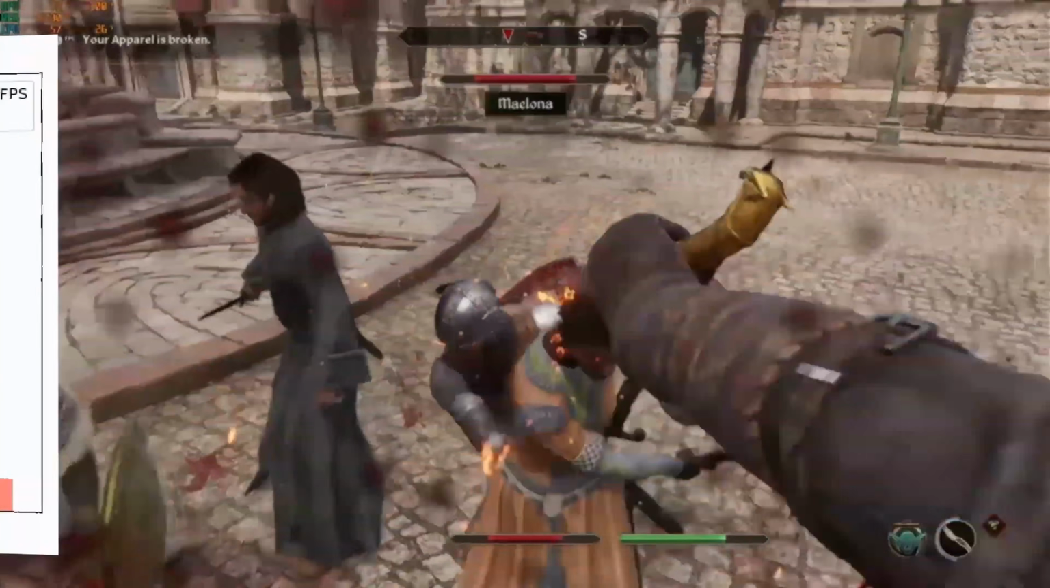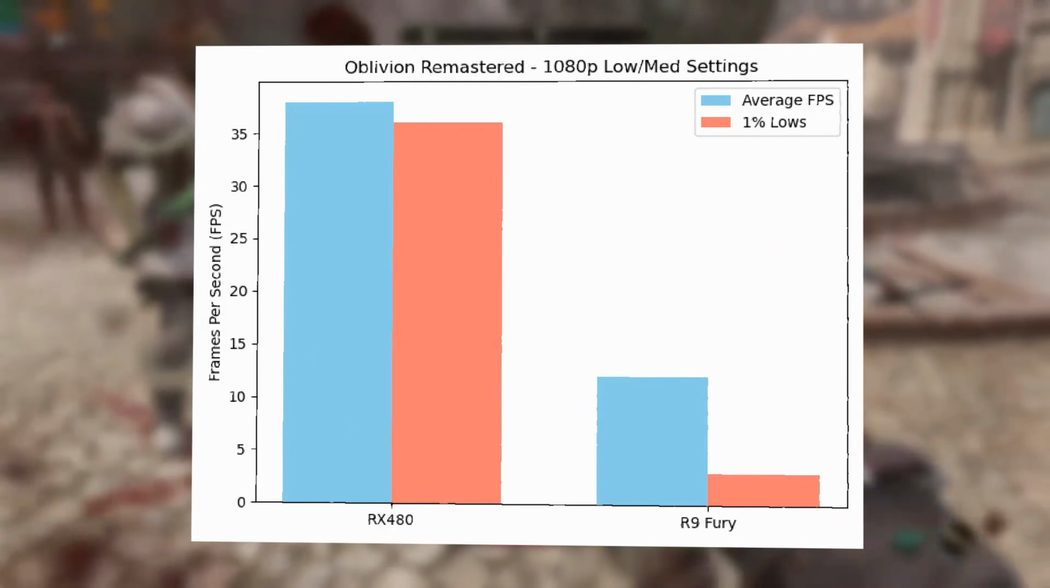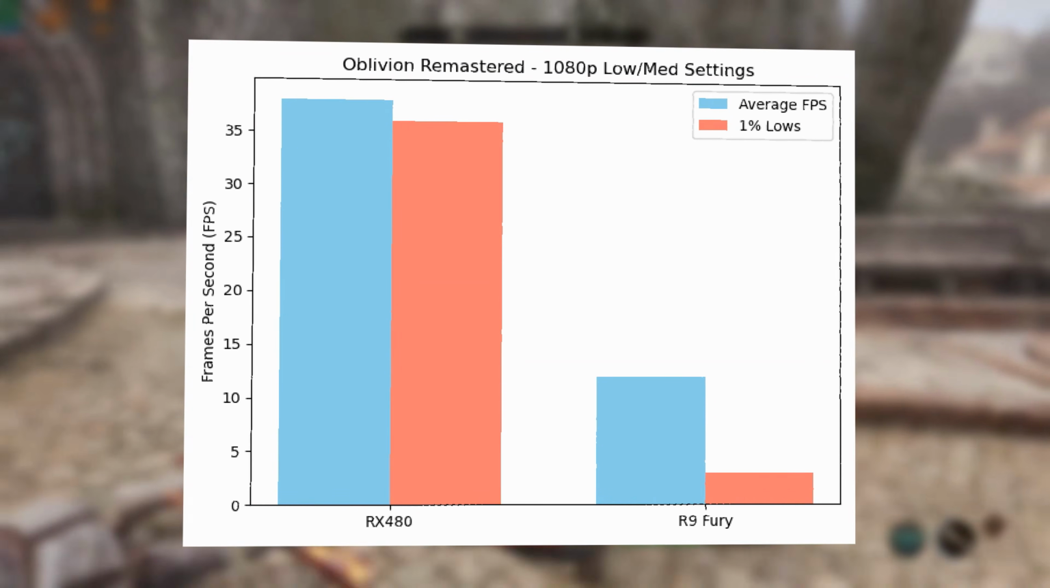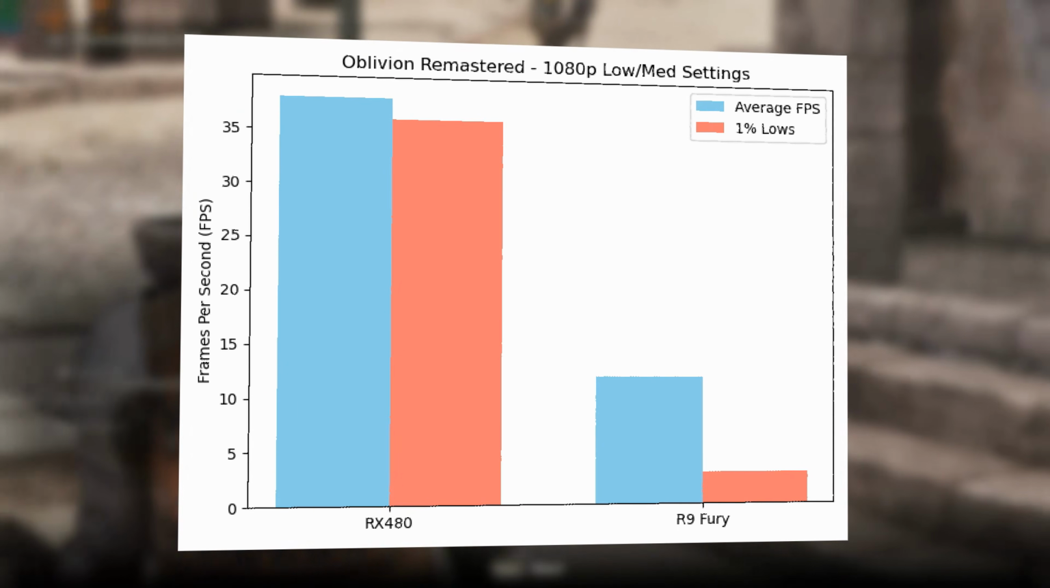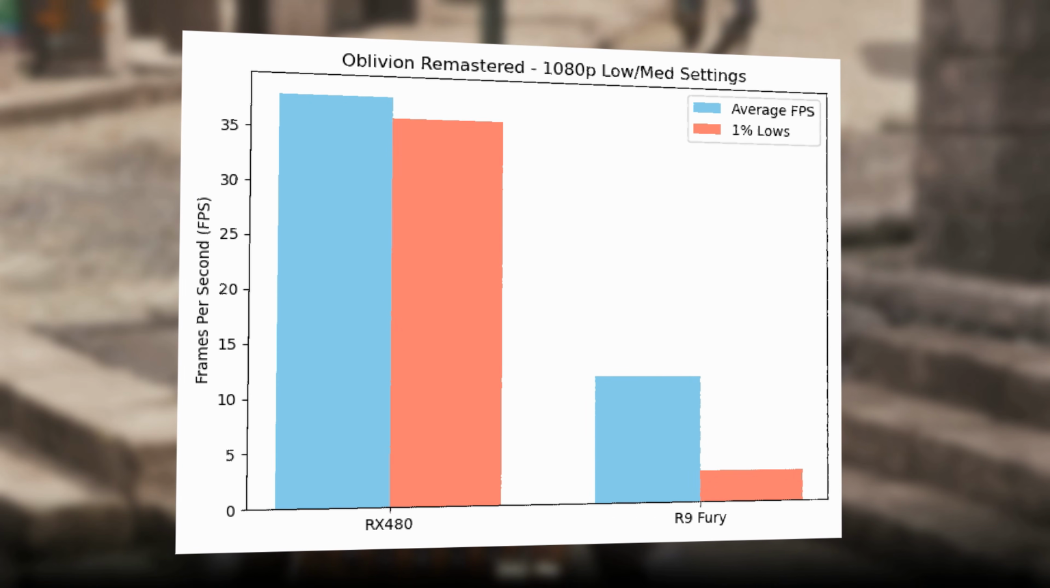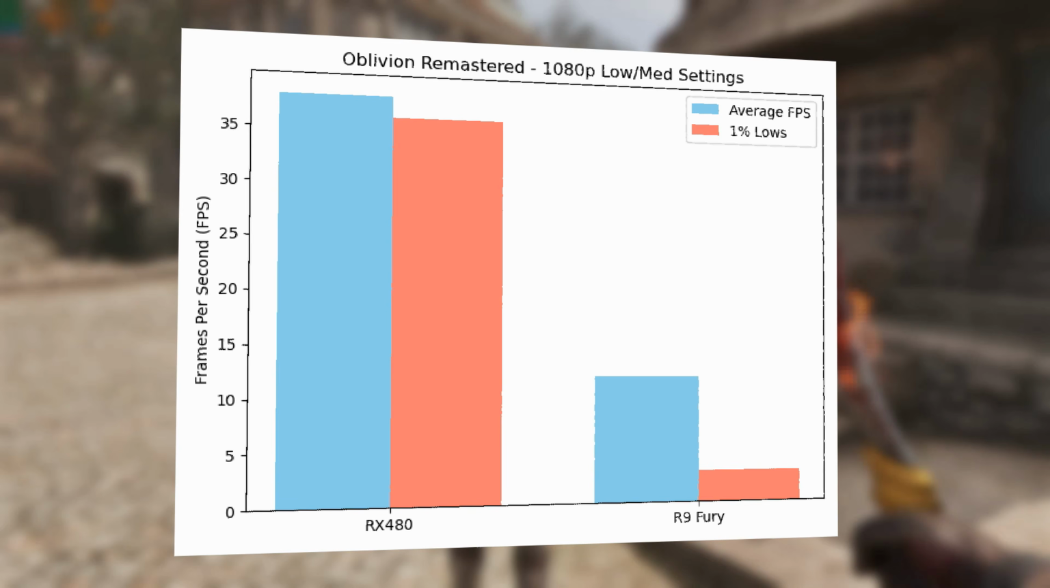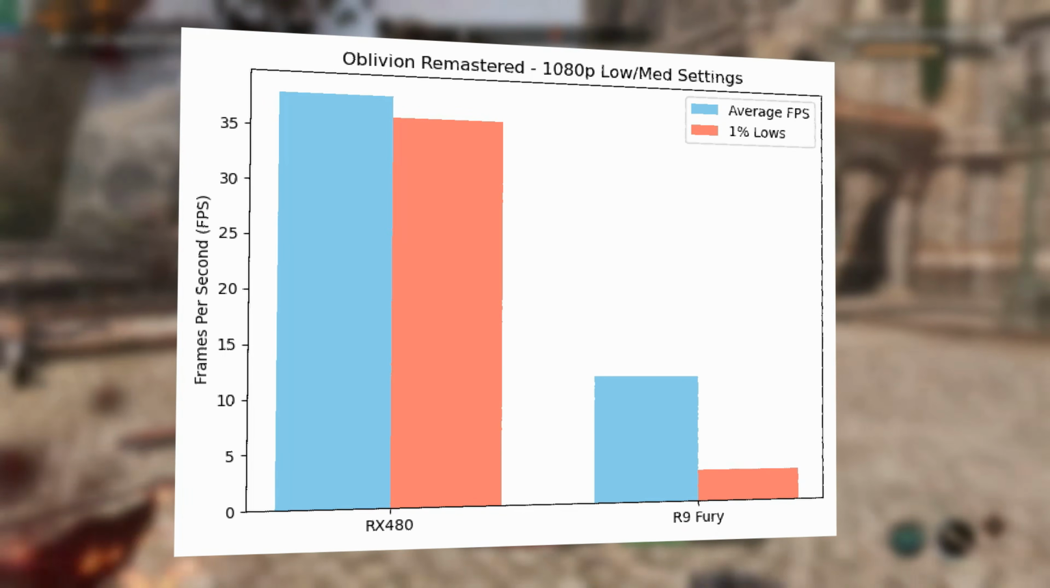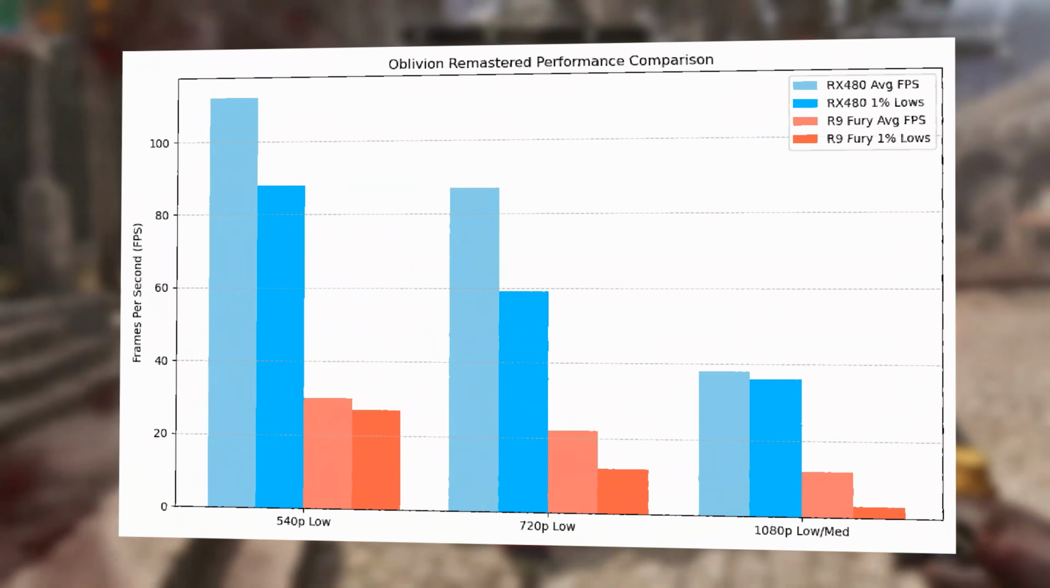Moving up to 1080p, and we still see that the RX 480 is still playable with low and medium settings, and was still running at over 35 FPS, so if you cap that frame rate, it's still playable on what is a mid-range 9-year-old card, whereas the R9 Fury, we're down to 10 FPS.